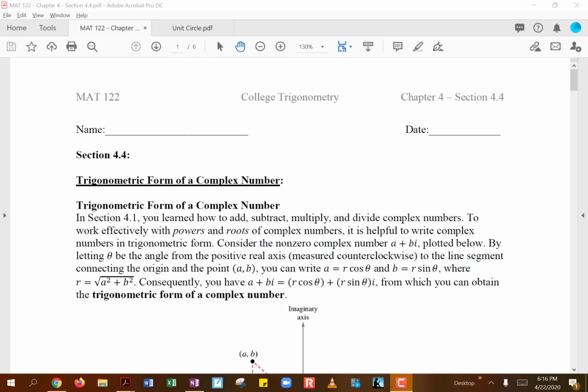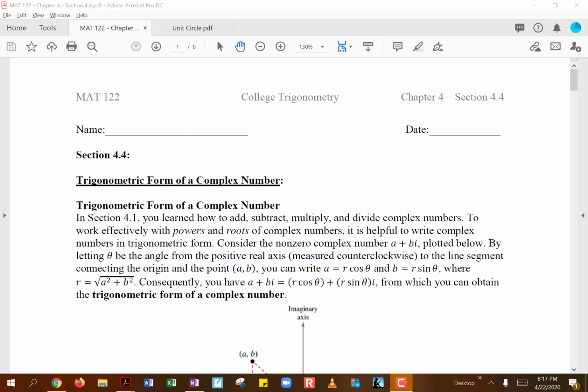Hey everyone, so we're looking at the last section for chapter 4 here, which is section 4.4, and this is where we're going to talk about the trigonometric form of a complex number. So basically, how can we rewrite a complex number in a trigonometric form?